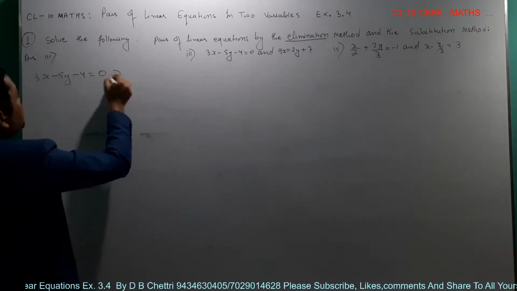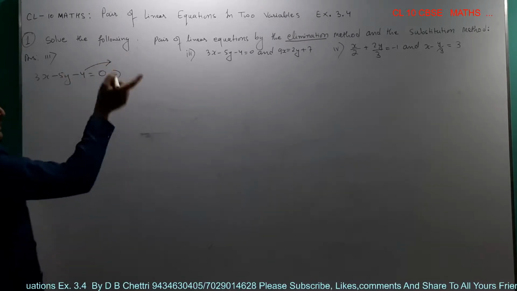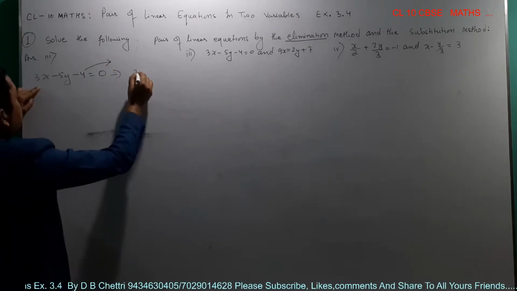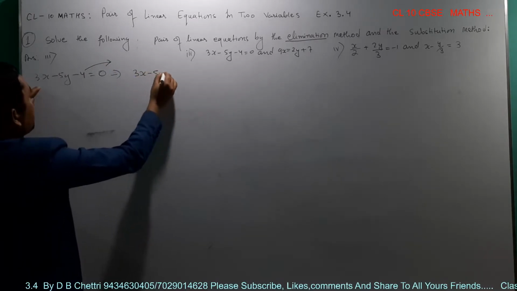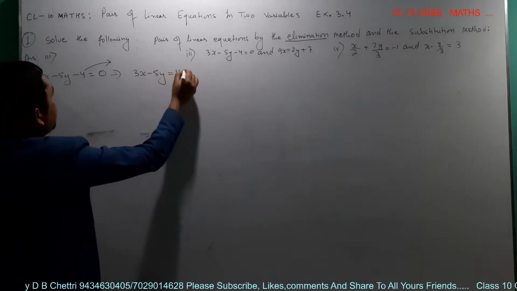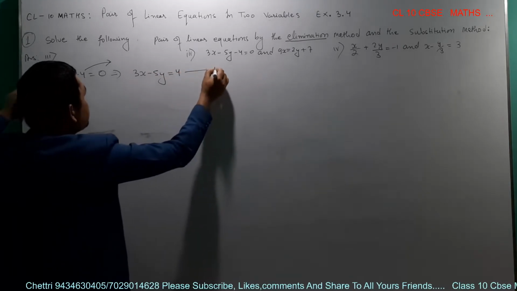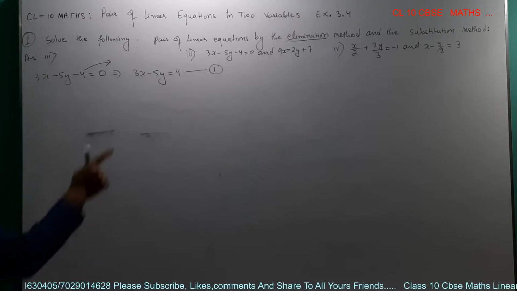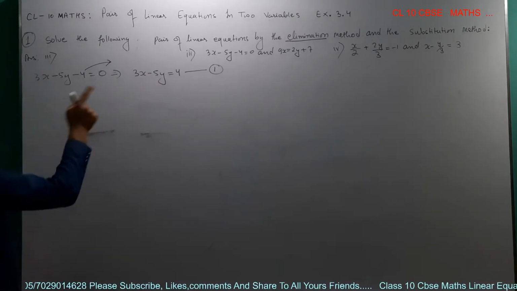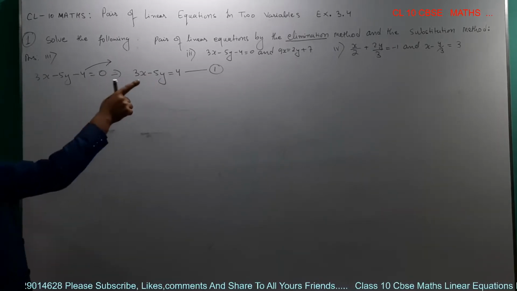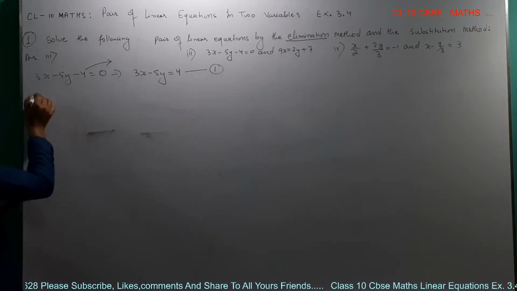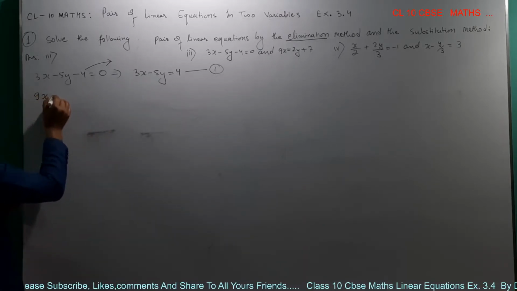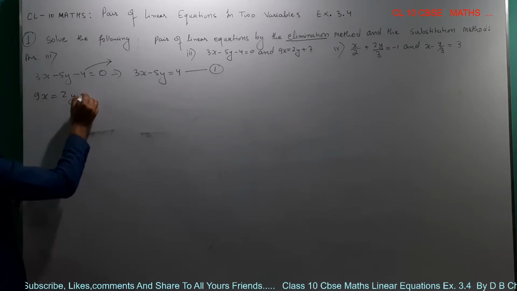Let me arrange. We are going to take this 4 to the right hand side. 3x minus 5y equals 4, and mark this as equation 1. Then next equation, what is there? Can you tell me what is the next equation? 9x equals 2y plus 7.